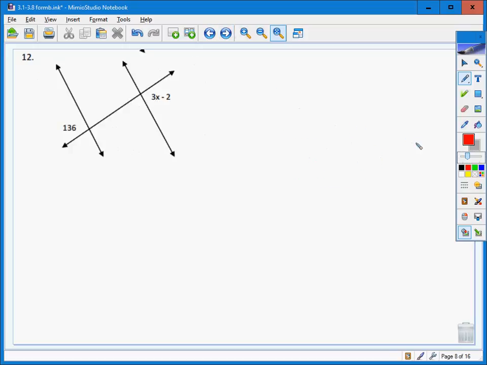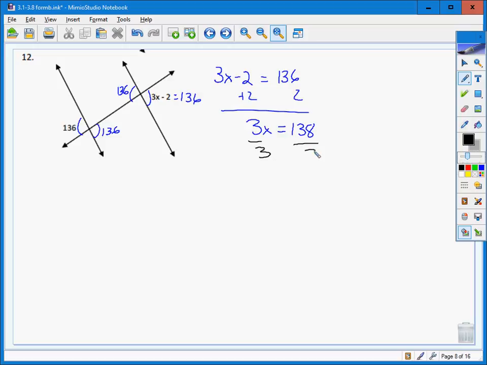In this problem, these are alternate exterior angles. They would be equal to each other. 3x minus 2 would have to be equal to 136. Again, if you wanted to fill them in, you could see these are vertical. These are alternate interior. These are vertical. There's my equation. Add 2 to both sides. 3x equals 138. And divide both sides by 3. X would be 46.